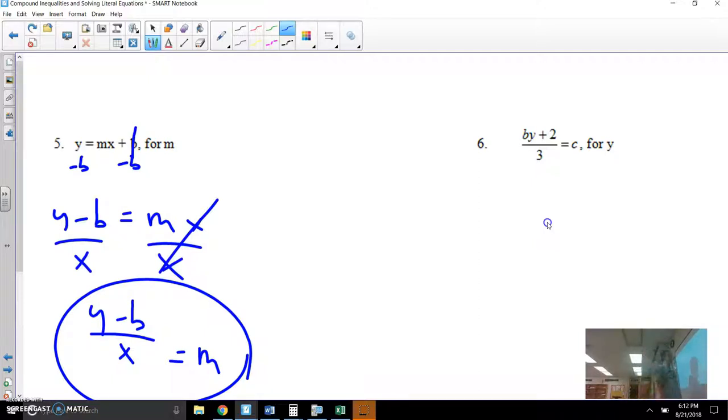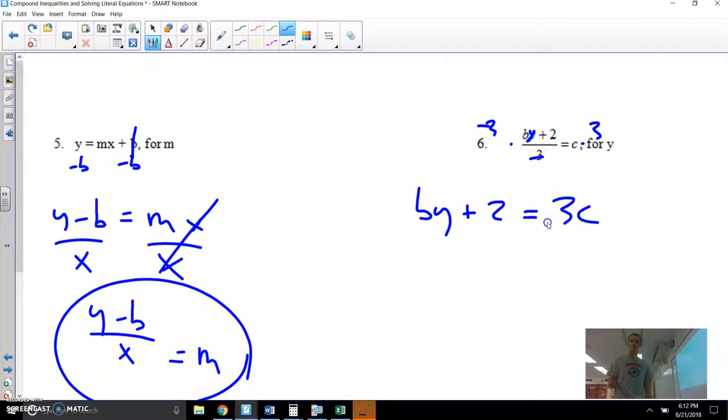Solving for y. Let's try this one. We're trying to get y by itself right here. So this division of 3 is really holding us back. Let's multiply both sides by 3 to kind of move that fraction out of the way. So by plus 2 equals 3c. Always put the coefficient, that's the word, put that 3 in front. Don't put c3, but let's put 3c.